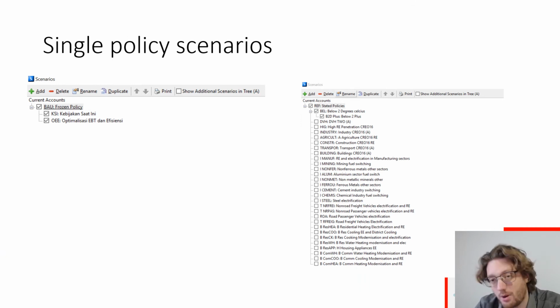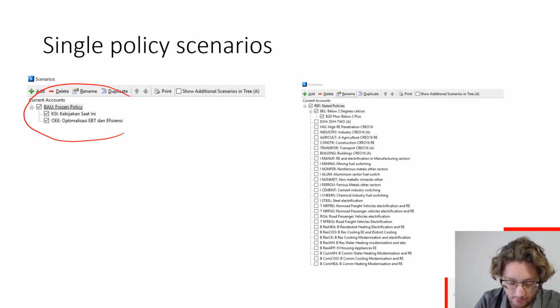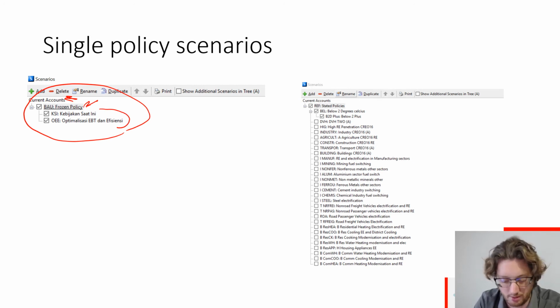So in the scenarios window, the traditional one will look like this. We have our current account, which has to be there, that's statistics. And then we have our baseline, in this case frozen policy. And then we have two scenarios which are on the same level, so they don't really interact with each other, but they're both based on the frozen policy with some specific changes that make them their own scenarios.